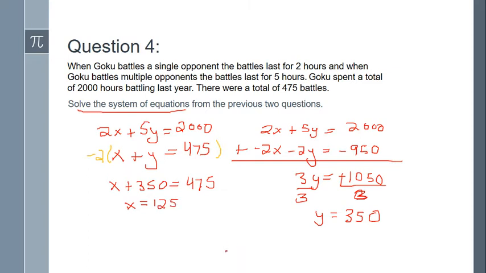There, so now we've solved the system, right? When we write that as an ordered pair, if you graph this, you would have seen that we had an intersection of the two lines at 125, comma 350. Right, so in the context of the problem, remember x was standing for number of single opponent battles. So there were 125 single opponent battles. And the y here was representing the multiple opponent battles. So there were 350 multiple opponent battles.